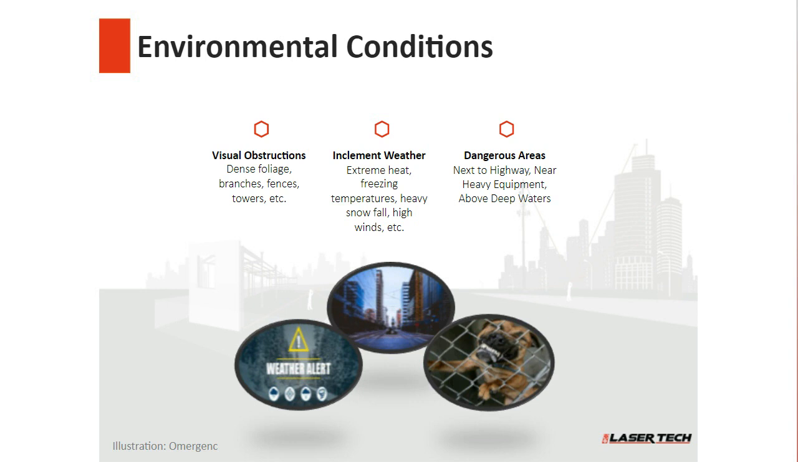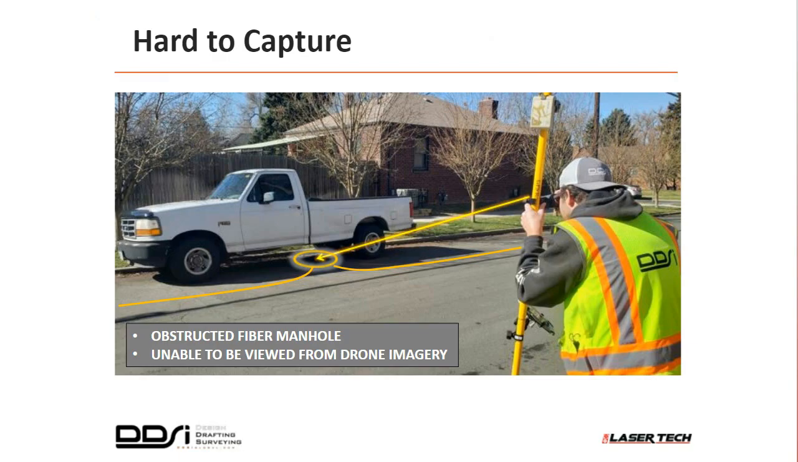And then weather can get you down too, right? With just about any technology, if there's just too much moisture or snowfall in the air, then you're going to have trouble. And then we talked about dangerous areas as well. And sometimes you think something's going to be visible when you get out to the field, but then some kind of temporary situation has occurred, and you've got to be prepared for it, as you said, right, Mike? Yep, that's right.